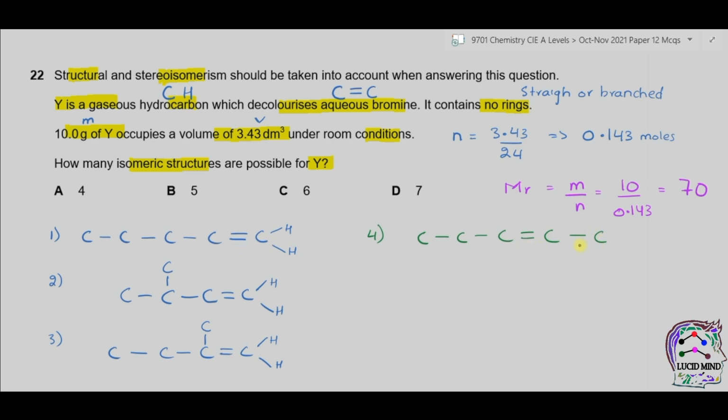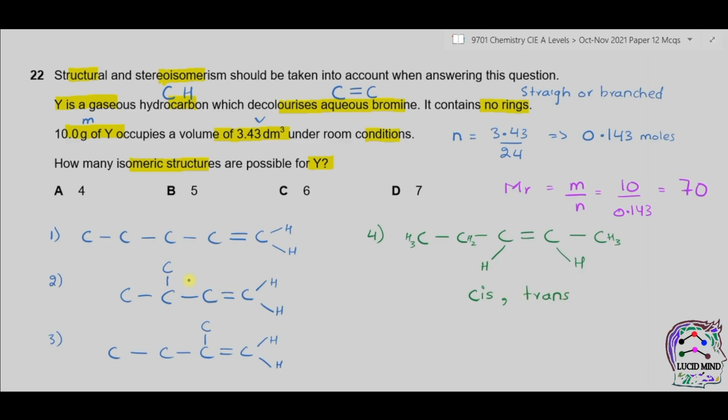As we can see, this is CH3. We have 1 hydrogen with this carbon, 1 hydrogen with this carbon. Now as we can see, the double bonded carbon atoms are attached with different groups on both sides, therefore it will show cis and it will also show trans isomerism.